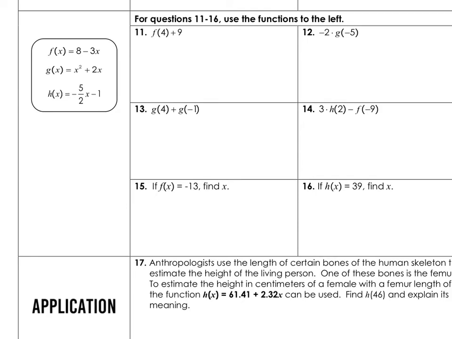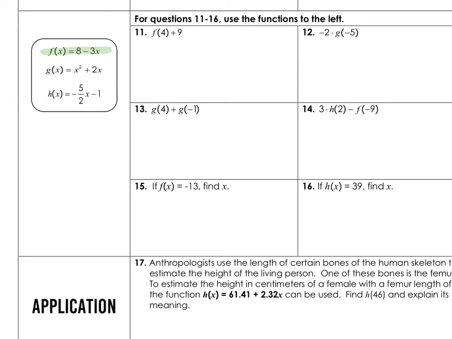But if I look to the left and I see these equations on the left, I have 3 different equations. One is f of x, one is g of x, and one is h of x. So if 11 wants f of 4 plus 9, it looks like they only want me to consider this equation. Now that little plus 9 on the end is a little weird. That's new. So I will take you through that.